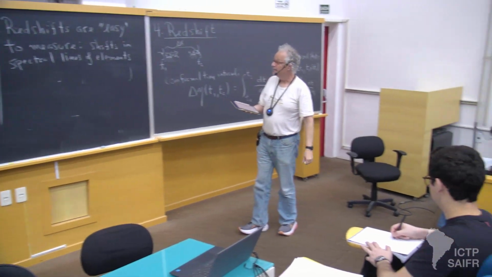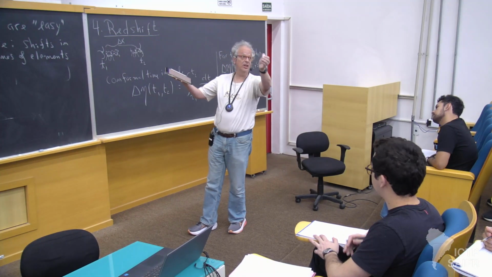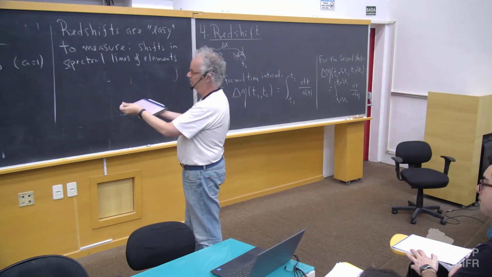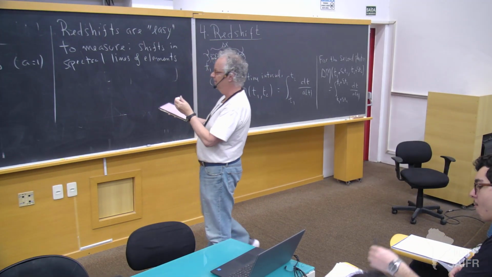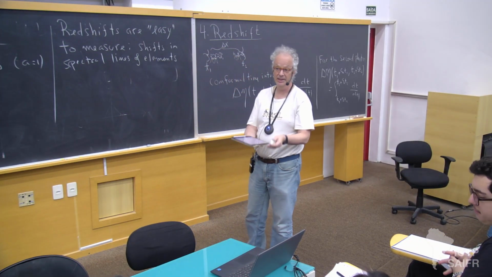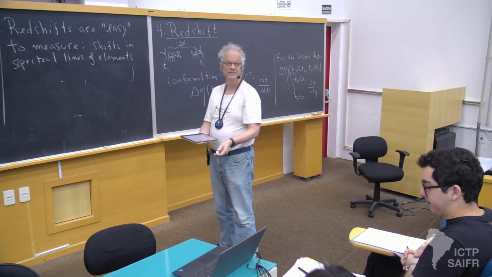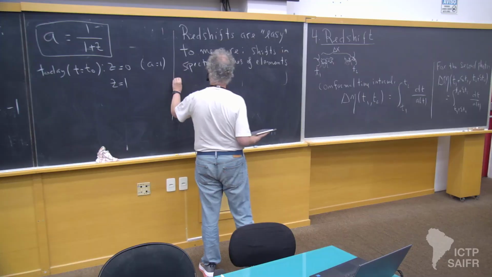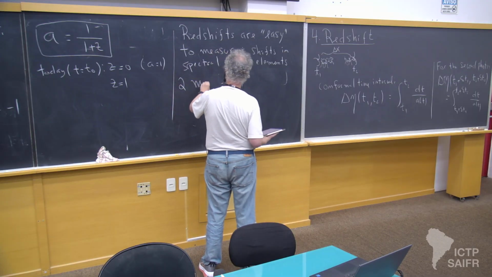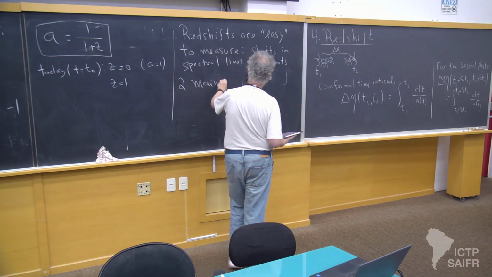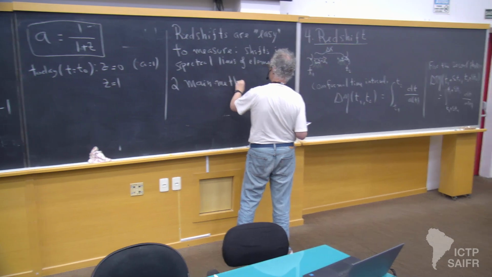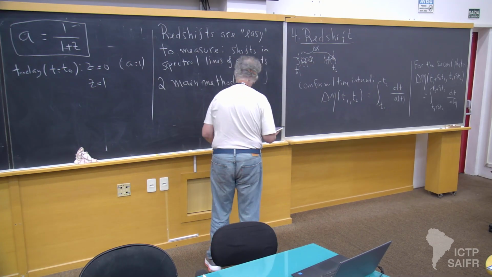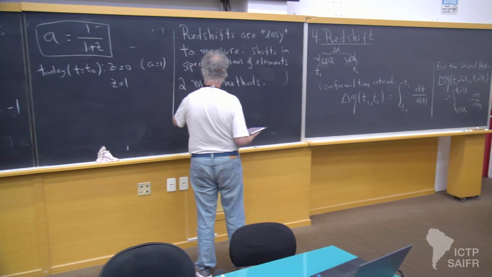So you see the lights from distant objects, distant galaxies. You measure the spectrum, and you try to see how it compares to the spectrum of the same element on Earth. And there are two ways of doing this in astronomy. There are two main methods. One is called spectroscopy, which is exactly what I said.